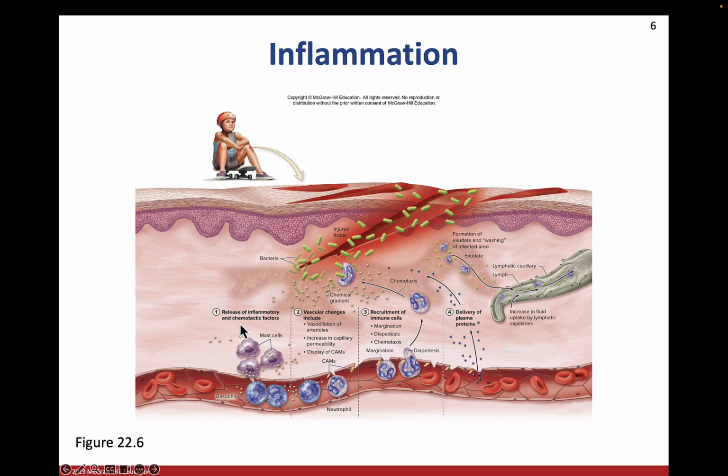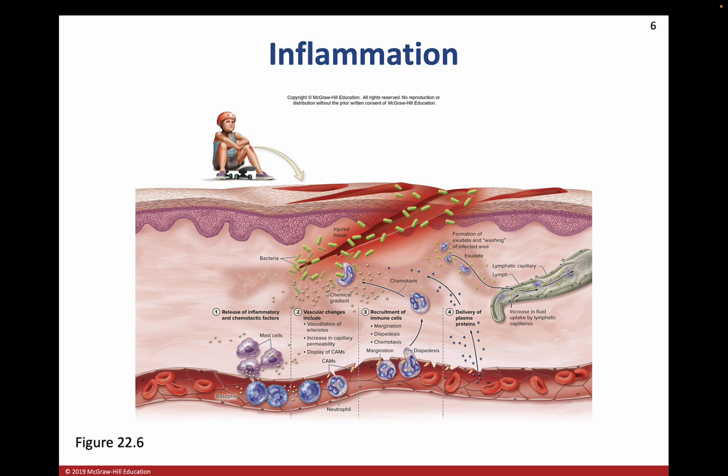So part one, remember, was the release of inflammatory and chemotactic factors. So we have mast cells, and they're going to be releasing primarily histamine. Okay, we are going to see changes in the vessels, and this includes vasodilation of arterioles, a change in capillary permeability, so capillaries will become more leaky, and also we're going to see the display of these cellular adhesion molecules.